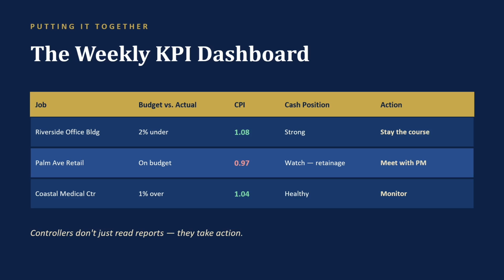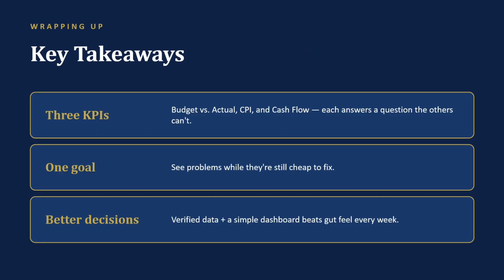Look at this example. Riverside is under budget with a CPI of 1.08. Stay the course. Coastal is a point over budget, but the CPI says the work is efficient. Just monitor it. And Palm Avenue? On budget. The report everyone trusts says it's fine, but the CPI of 0.97 says otherwise, and the retainage is squeezing its cash. The action column says it plainly. Meet with the project manager. This week, not at closeout. This takes a controller 5 minutes to read, and every row ends in a decision. In the next lesson, I'll show you how to build this exact dashboard yourself.